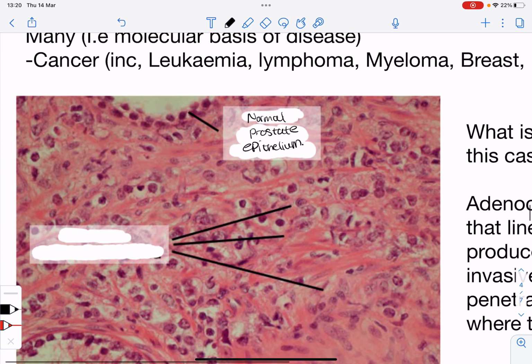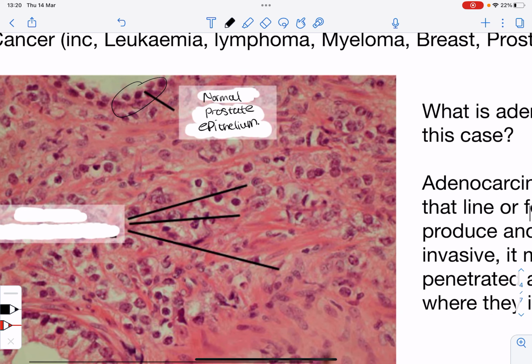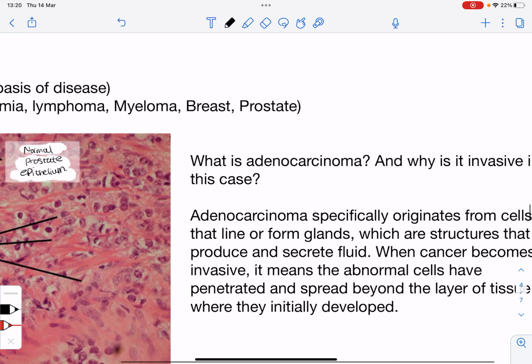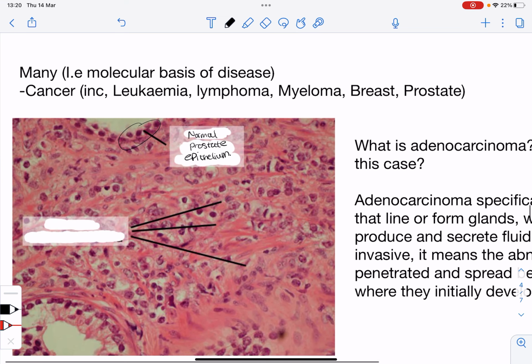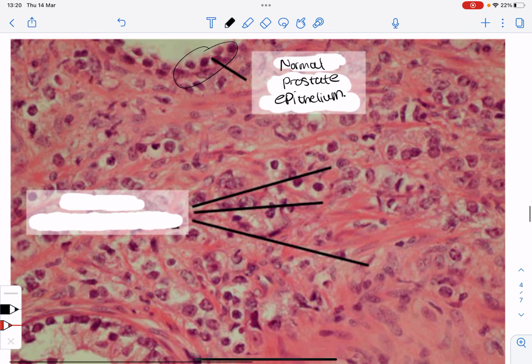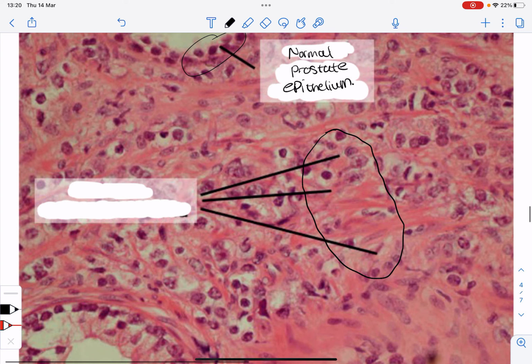And here, so these are your normal cells. But then, according to the question presented, this person has an invasive carcinoma, and they're presented here, supposedly. Invasive carcinoma, which is a type of cancer, or adenocarcinoma.